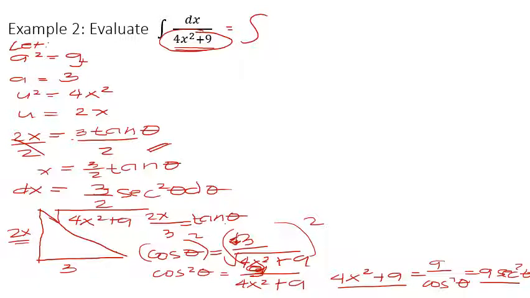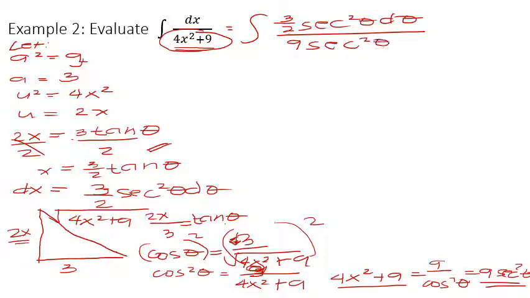dx is equal to 3 halves secant squared theta d theta. And 4x squared plus 9 is equal to 9 secant squared theta. So, you have 9 secant squared theta d theta. We could cancel out this. What remains is 3 halves over 9, so we will get 1 over 6. We could factor out 1 over 6, so only d theta remains. So, we have 1/6 theta plus c.